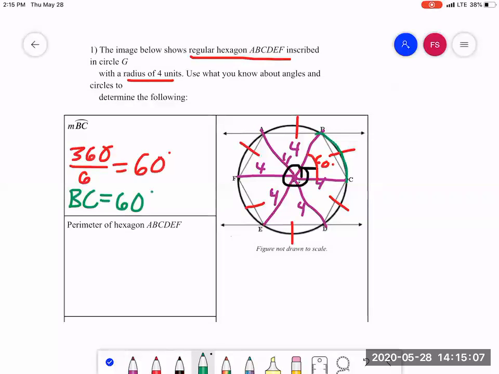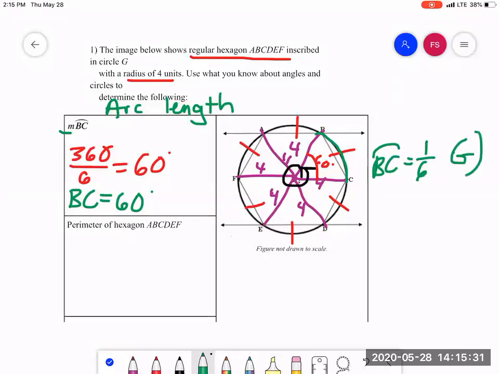So when we're talking about the measure of the arc, we're talking about what's called arc length, which means we need to figure out the circumference. So we know that this arc BC is 1/6 of the circle. I'm just going to say 1/6 of G, since our circle is called G. And we know that because 360 divided by 6 is 60. We broke it into 6 equal pieces.